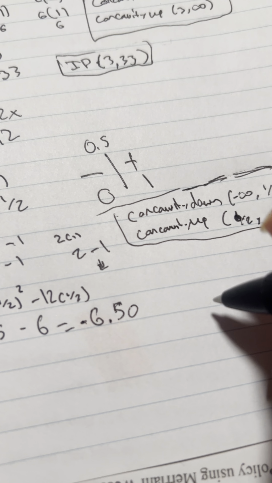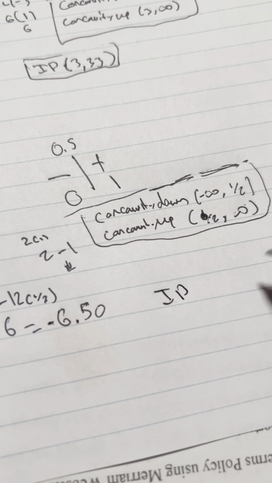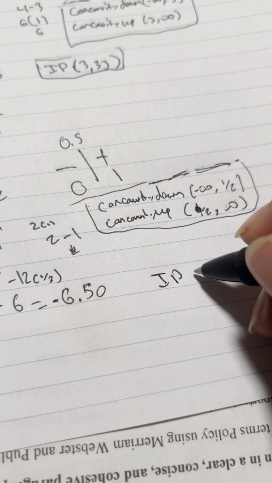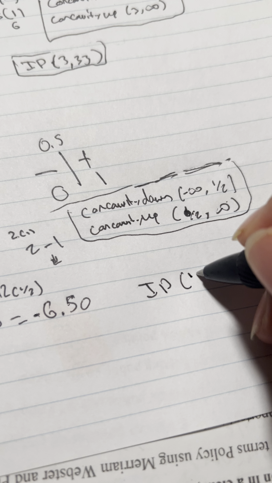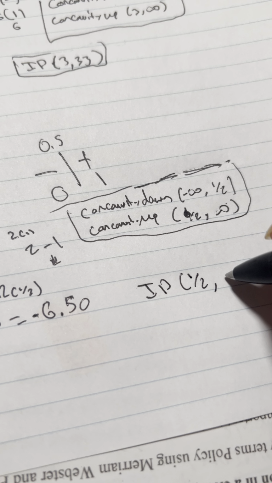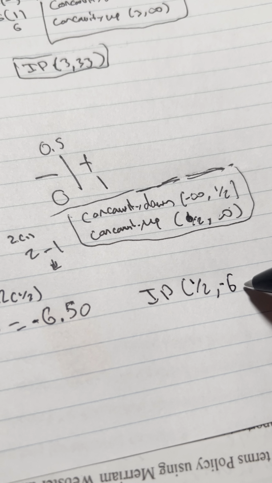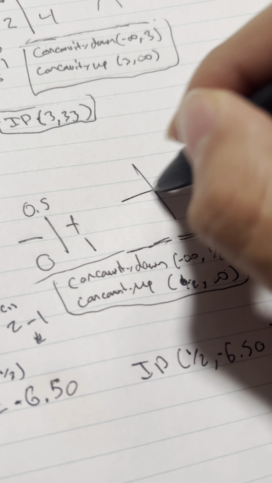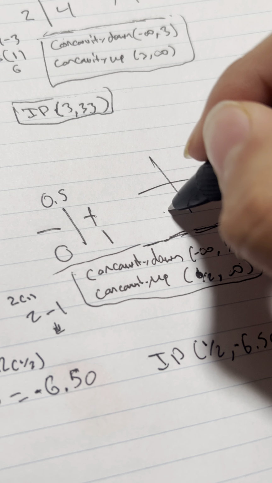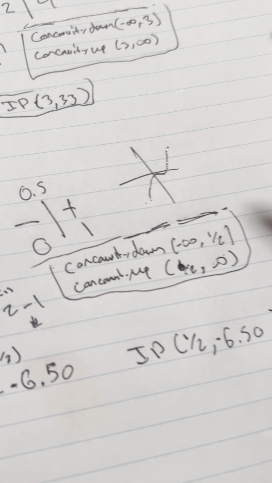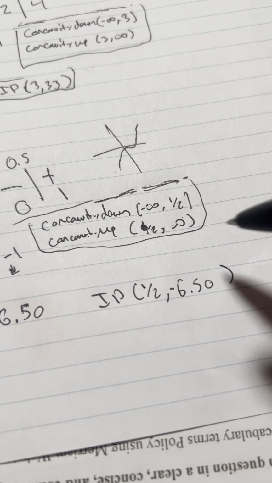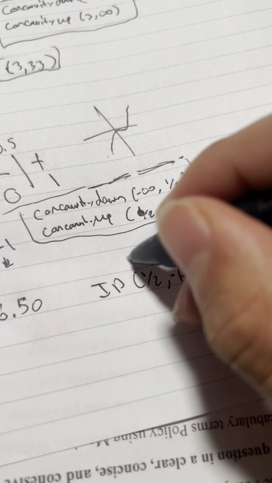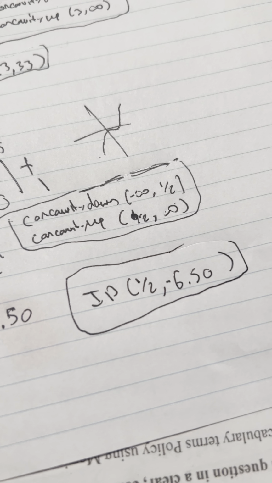negative. So our IP would be 1/2, and then our y would be negative 6.50. Again, our graph will look something like that, right? Not to say about our points because I haven't plugged them in yet, but that would be our answer right there.